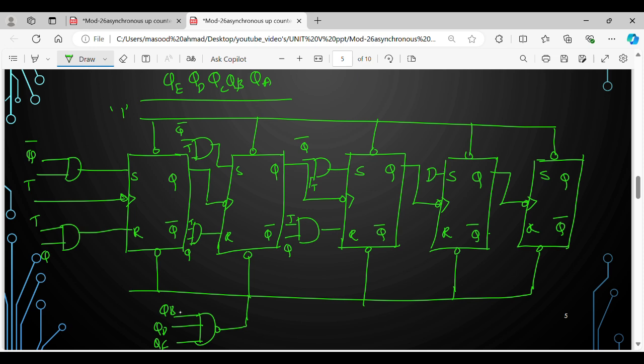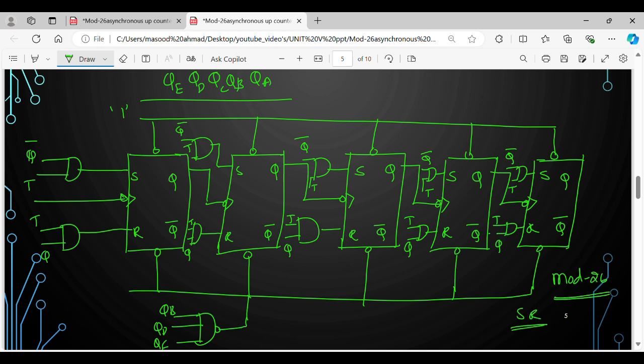Similarly, put one AND gate and give it to each of these. Another input is T, another input is Q bar, and so on. Likewise, if you do this, what is going to happen? It is going to function as a mod 26 counter using SR flip-flops.